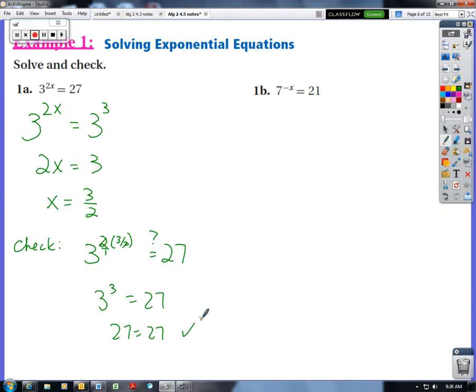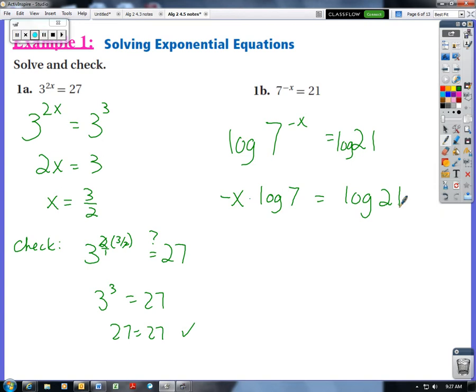On this one, you can't write 21 with a base of 7. So you get to take your pick. You could do log base 7 of both sides, or you can do log of both sides. I don't know which one you prefer. I really don't have a preference one way or the other, so I'm just going to choose just the log of both sides. So the negative x can come out front using the power property. Then we get to divide both sides by log 7 to isolate the variable x. That kills it. And we can get rid of the divide by the negative, so change that to a plus and change that to a negative pretty much.